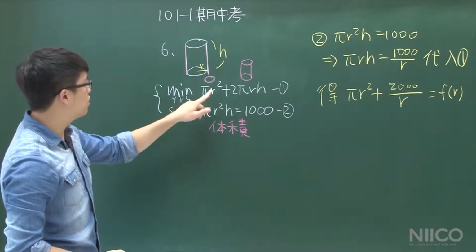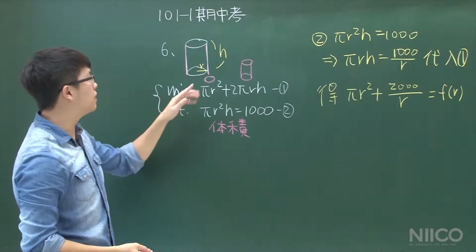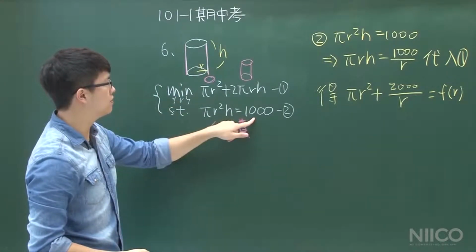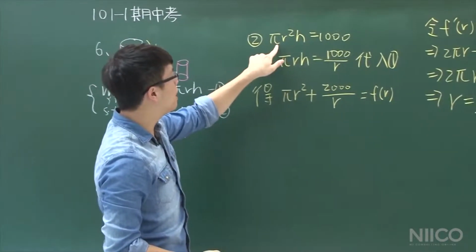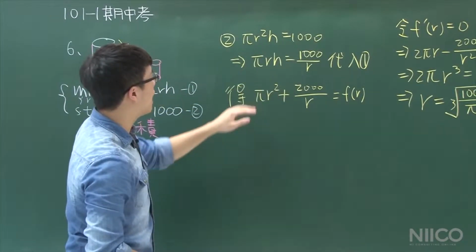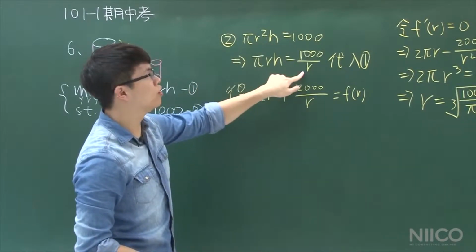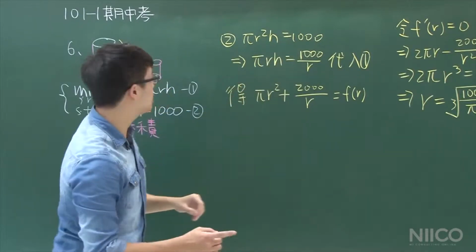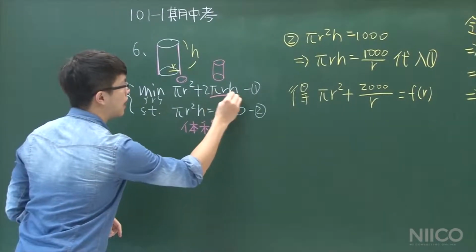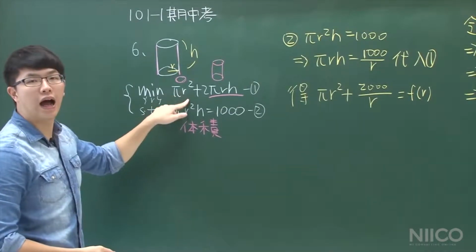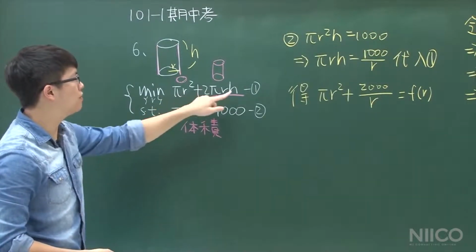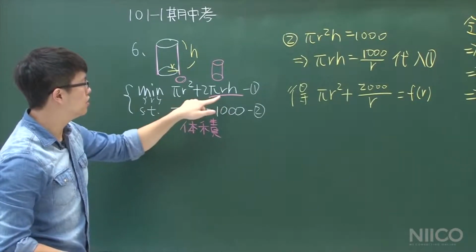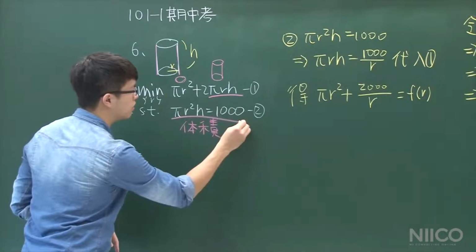So there we have it. This is a relationship between r and h. So h equals 1,000 divided by pi times r squared. So let's substitute that into the first equation, which is the surface of this cup. Pi times r squared plus 2 times pi times r times h. So h equals 1,000 divided by pi times r squared. So the first formula can be written as pi times r squared plus 2,000 divided by r. Let's just call this formula f of r, as a function of r. So in that case, we can find out the minimum value of this f of r.